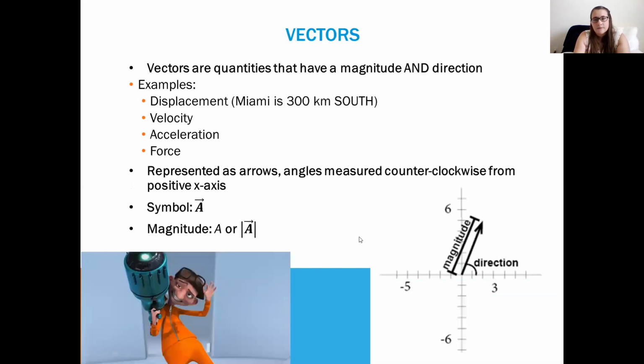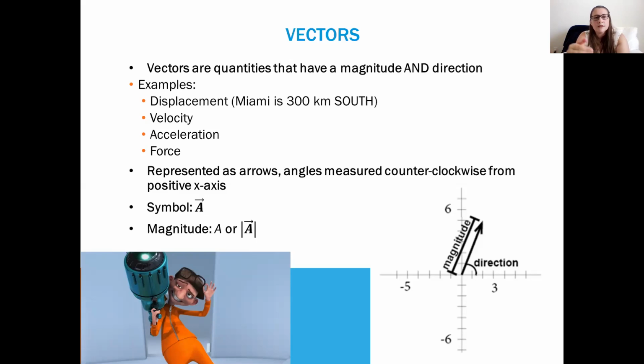Okay. The other type of quantity that exists in the world are vectors. So we have scalars, where the size matters. Vectors, like our great supervillain, are quantities that have a magnitude, a size, and a direction associated with them. So those are things like displacement, velocity, acceleration, force. With these types of things, it matters which direction that particular thing is going in.